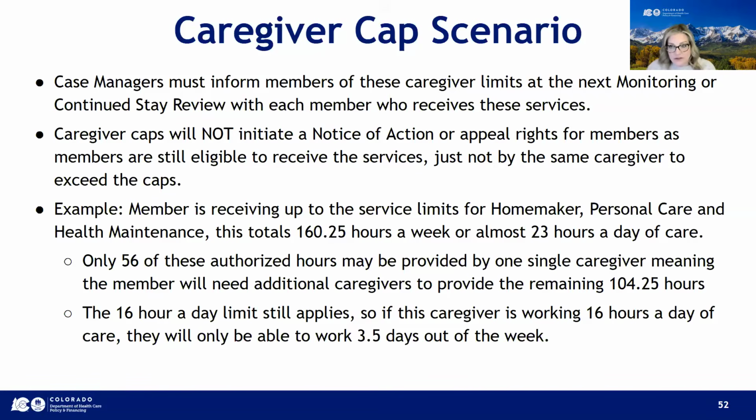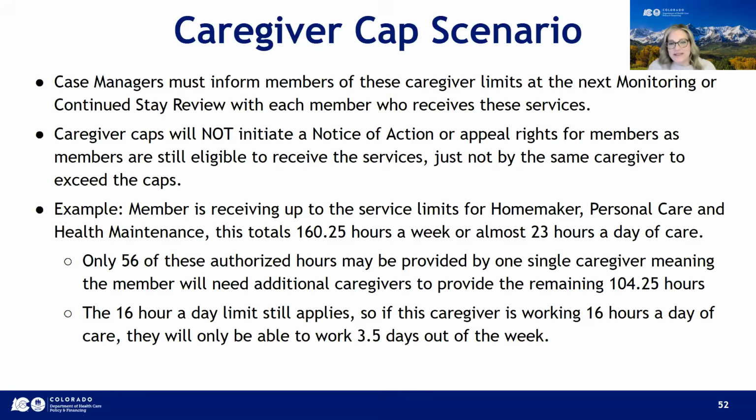You should not reduce service authorization for this reason, and therefore you will also not send a notice of action. Caregiver caps will not initiate that notice of action or appeal rights for members because we are not reducing their service authorization. We are just asking them to not have it provided all by the same caregiver to exceed those caps. Small example, the member is receiving up to the service limits for homemaker, personal care, and health maintenance.